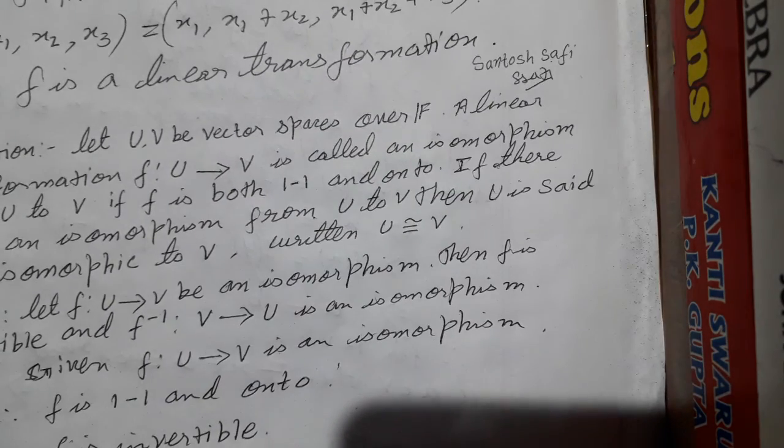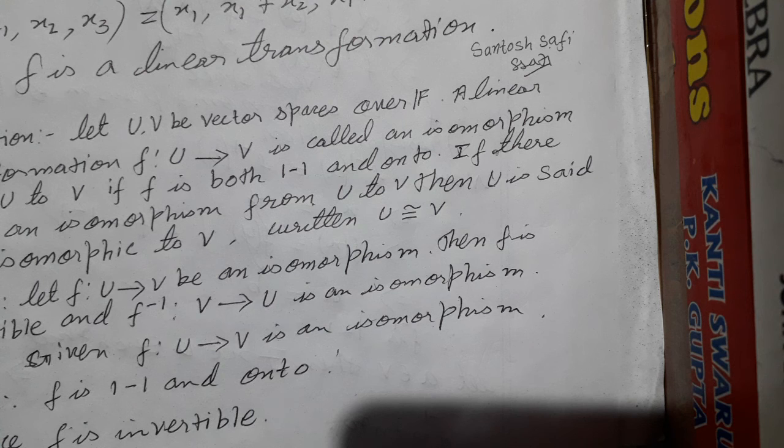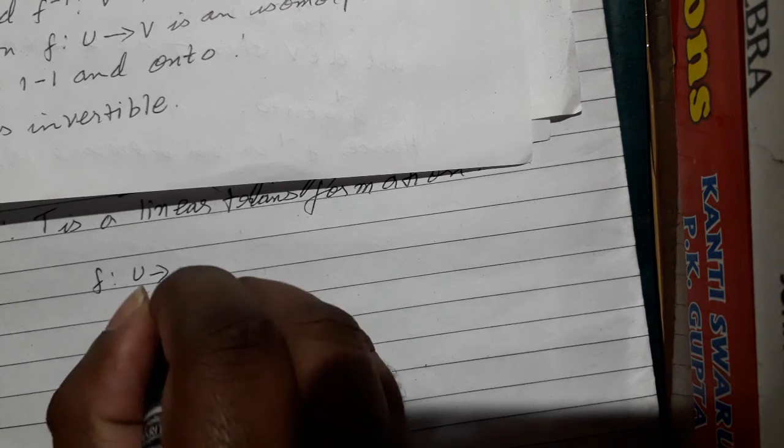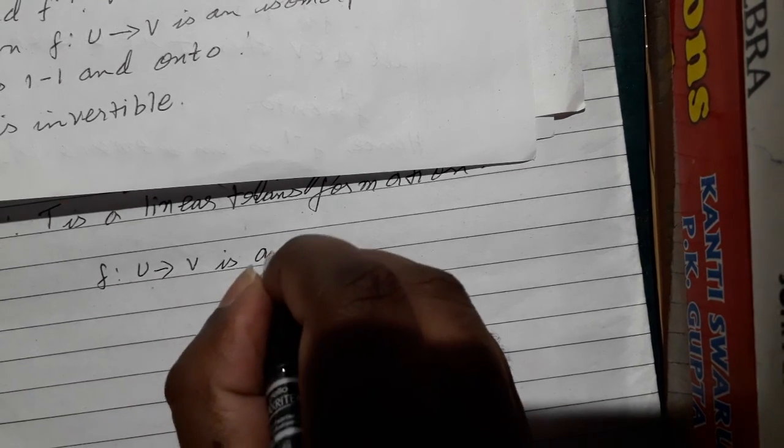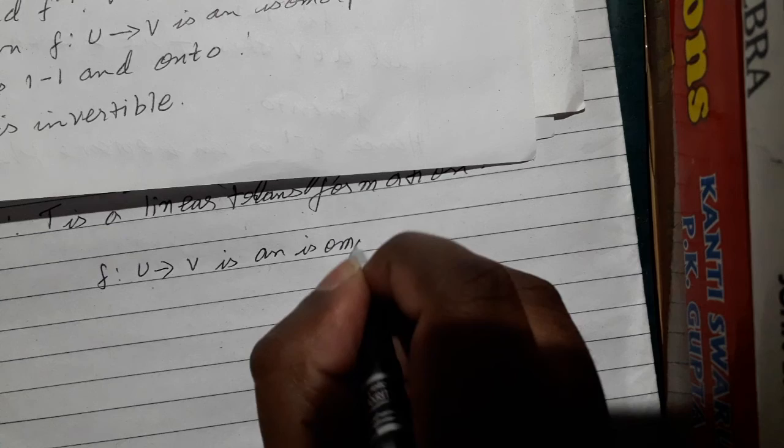Now I'm going to prove this theorem. We have f from U to V, which is already an isomorphism. Then you have to show f is invertible, and also we have to show f inverse is also an isomorphism. So what is already given here? f from U to V is an isomorphism.